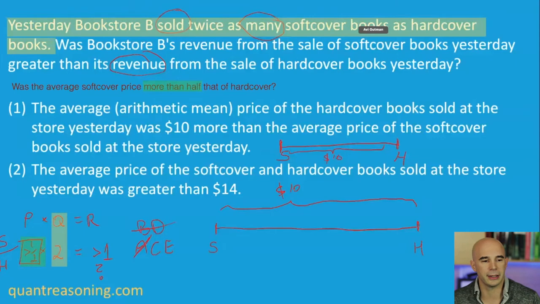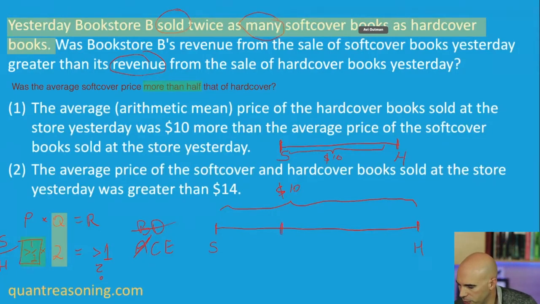And my question to all of you is, are you able to use anything that we already know? Hint, look at the yellow highlight, the free info. Are you able to use anything that we already know to know where exactly to place the $14 tick mark? Should it be closer to the left side or closer to the right side? How much closer? How can we think about this? Exactly. If we're talking about twice as many soft cover books as hard cover books, then the overall average, which we know here is $14, that number has to be twice as close to the soft cover average price as it is to the hardcover average price.